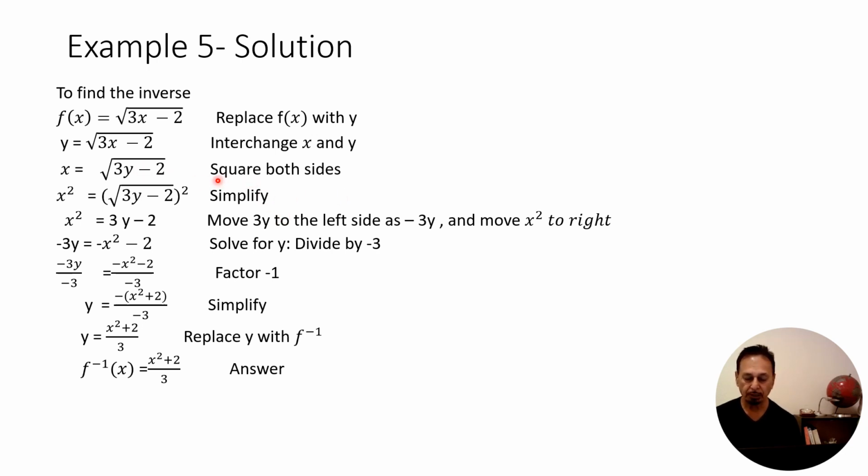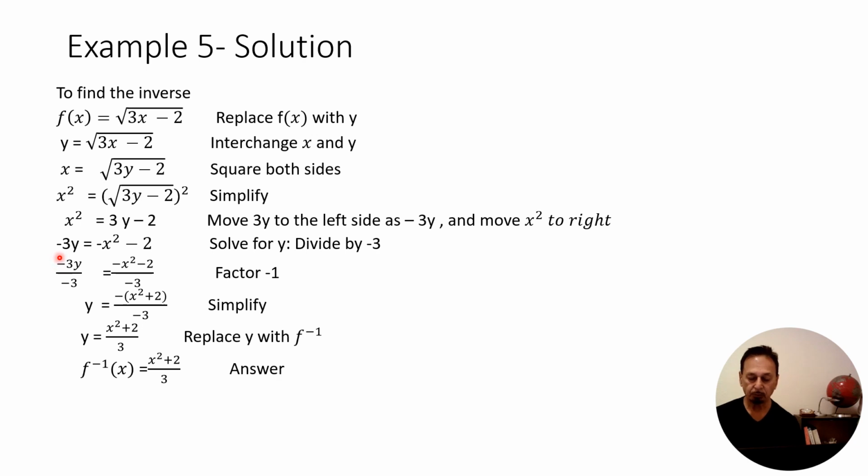So in order to do that, because y is under the radical sign, I will square both sides. So x becomes x squared, and it becomes square of square root of 3y minus 2. And we know square of square root, they cancel each other and give me 3y minus 2. Now I have to isolate y, so I will move the 3y to the left side and x squared to the right side, and I get negative 3y equals negative x squared minus 2.